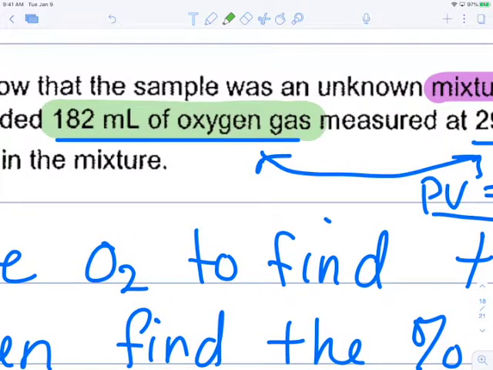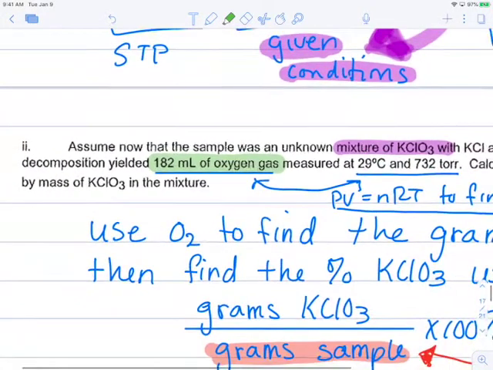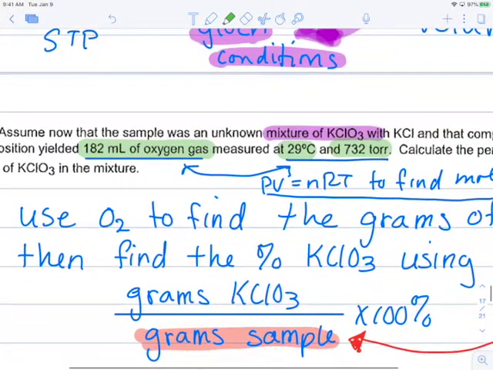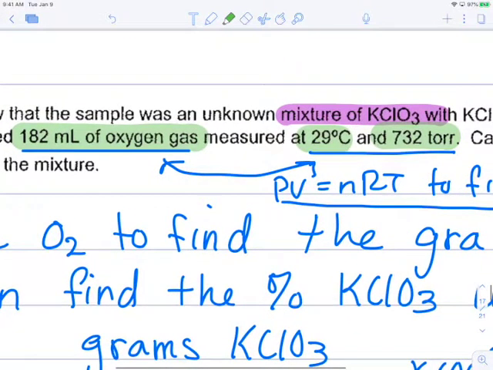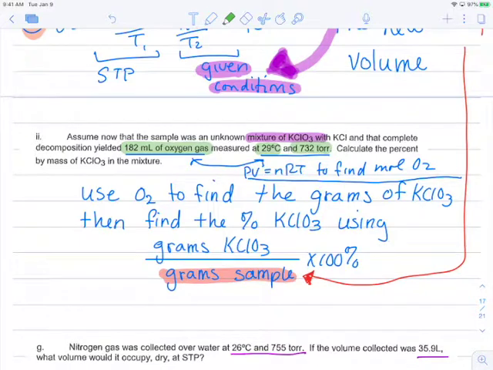182 milliliters of oxygen gas, 29 degrees Celsius, and 732 torr. So this is what you got for your data. Now we want you to calculate the mass of KClO3. Here we cannot do a gram to gram conversion because you did not start with all KClO3.